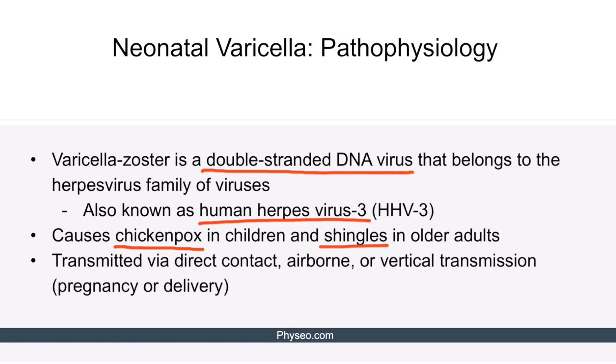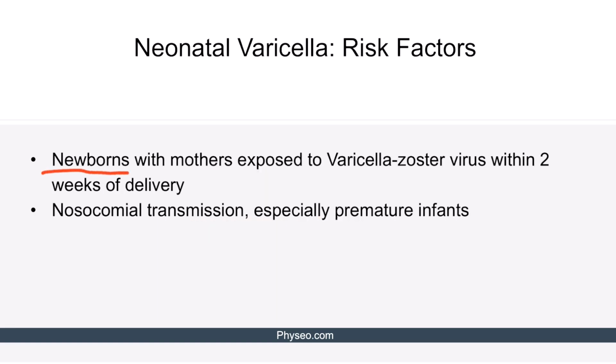There are 3 ways by which this virus can be transmitted from the mother to the baby. These include direct contact, airborne transmission, and vertical transmission, which can occur during pregnancy or delivery. Newborns are at risk for contracting the virus if their mothers were exposed to the varicella-zoster virus within 2 weeks of delivery. Babies can also get the virus via nosocomial transmission, especially if it's a premature infant.